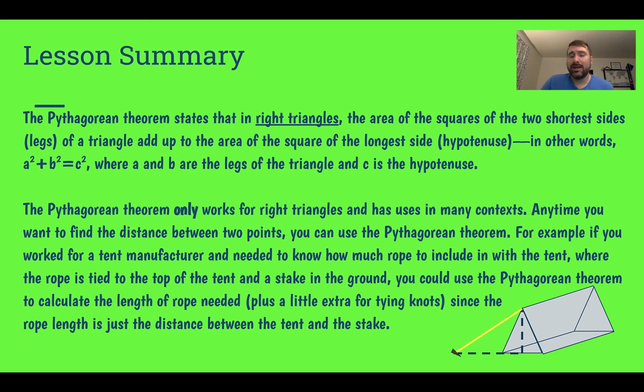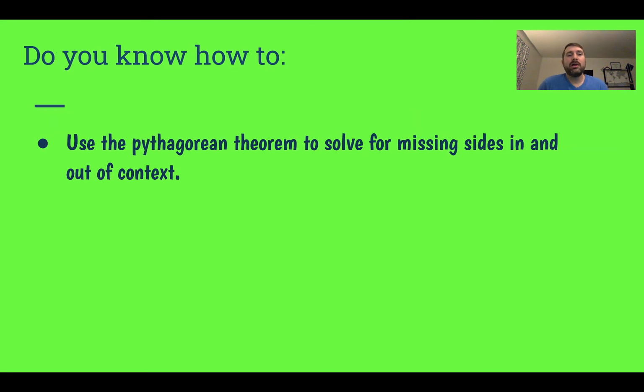It has many other uses as well, and you will start to see different contexts. But again, anytime you want to make a right triangle, the Pythagorean theorem can help you find missing distances. After this lesson, do you know how to use the Pythagorean theorem to solve for missing sides in and out of context? If you're not sure about this, go back and look at some of the examples to figure out how to use it to find missing side lengths of right triangles. And that's the end of lesson 3 on the Pythagorean theorem.